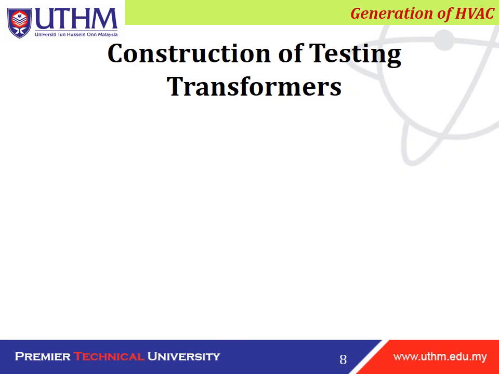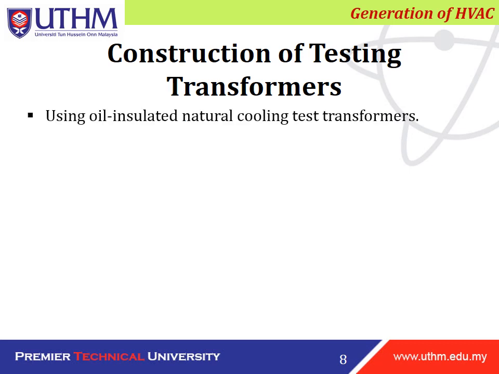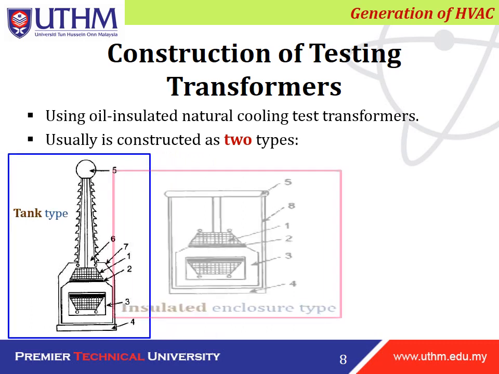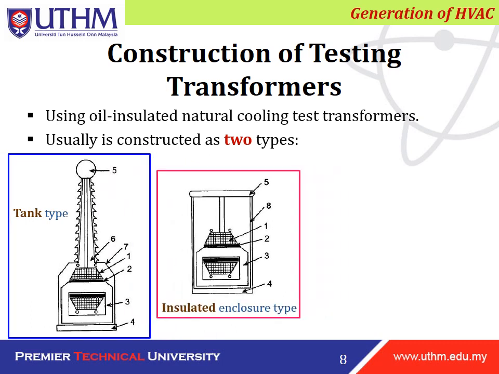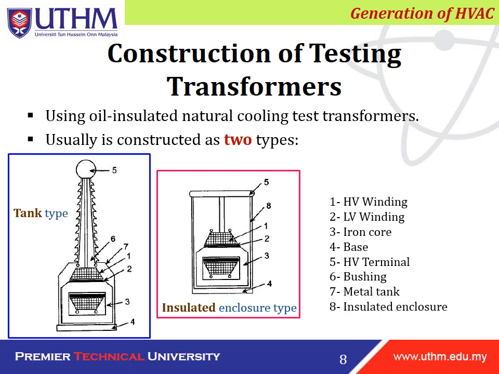So as you can see from this slide, we need to learn about the construction of the testing transformer. Usually the construction of the testing transformer is an all-insulated natural cooling test transformer. There are 2 types of construction, which are the tank type and the insulated enclosure type. As we can see from this slide, the tank type doesn't have number 8, which is the insulated enclosure, while the insulated enclosure type doesn't have numbers 6 and 7, which are the bushing and metal tank. So we will go into detail.